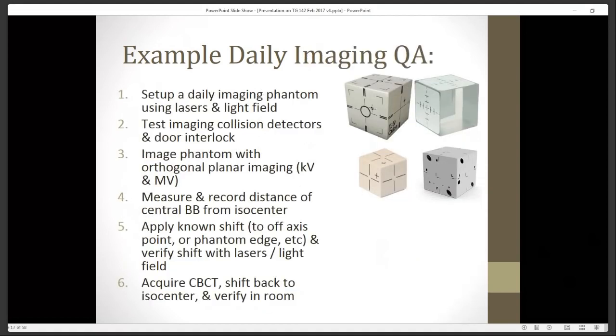All right, and now some examples for the imaging side. That didn't really include any of the imaging. So set up a daily imaging phantom using lasers and light field. Test the imaging collision detectors and the door interlock. Image the phantom. Measure and record the distance of the central BB in the phantom to the isocenter. Apply a known shift and verify, then acquire a cone beam, shift back, and verify.